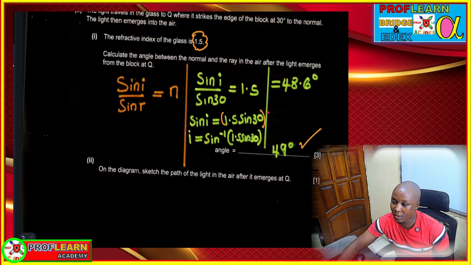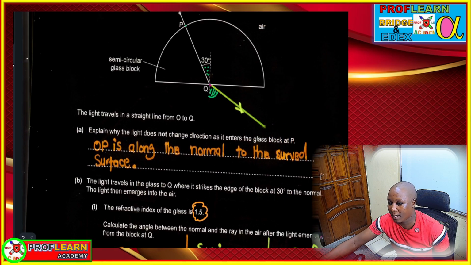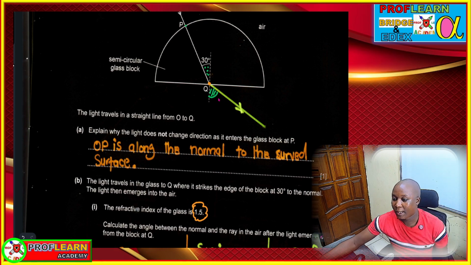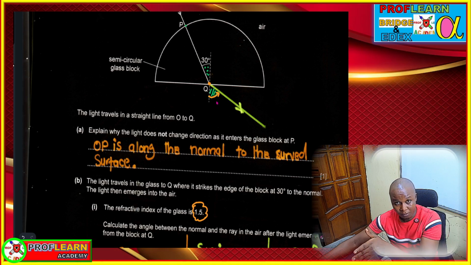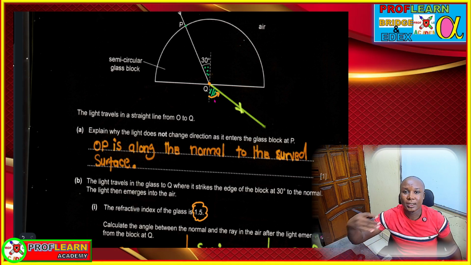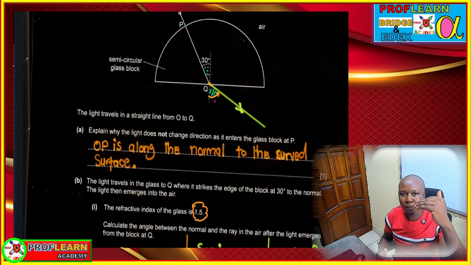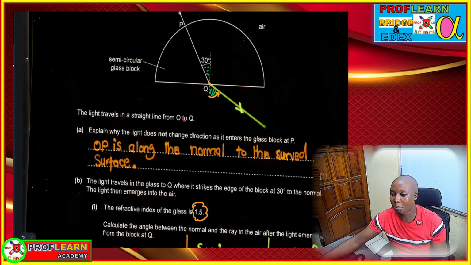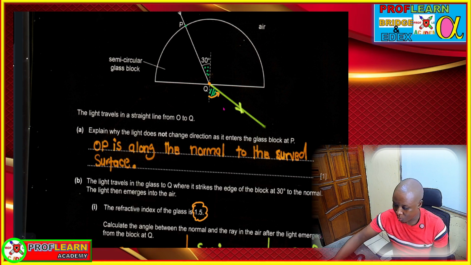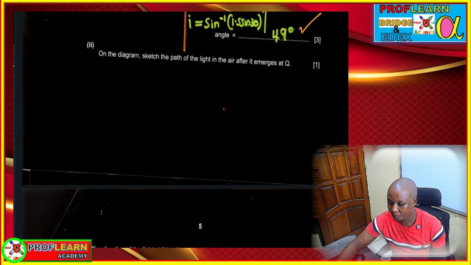Now on the diagram, sketch the path of light in the air after it emerges at Q. This ray that we are having here was not there, so the ray had stopped here. So this is the ray that we were to draw to answer that question, and you can see the angle when the ray is emerging out of the glass is larger than the angle of incidence here, which is greater than the angle of refraction down here. Because light is moving from a dense medium to a less dense medium, it will speed up and bend away from the normal, and that is why we are going to work it out like that.